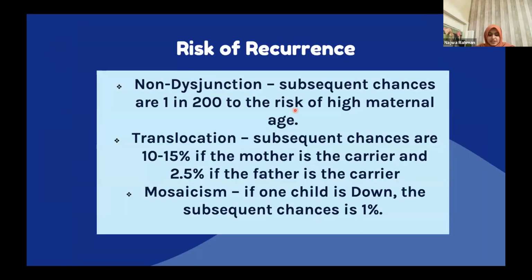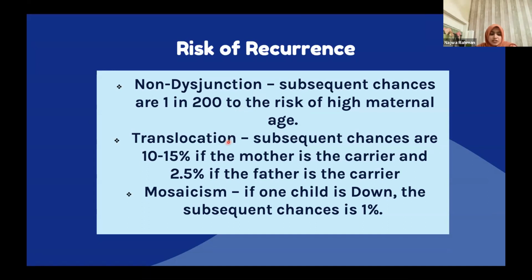Okay, how about the risk of recurrence? For non-disjunction, it is related to the maternal age. After having one child with trisomy 21 due to meiotic non-disjunction, the risk of recurrence of Down syndrome is given as 1 in 200 or more, according to the maternal age.